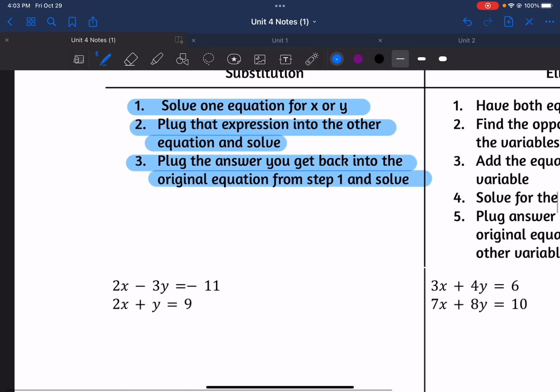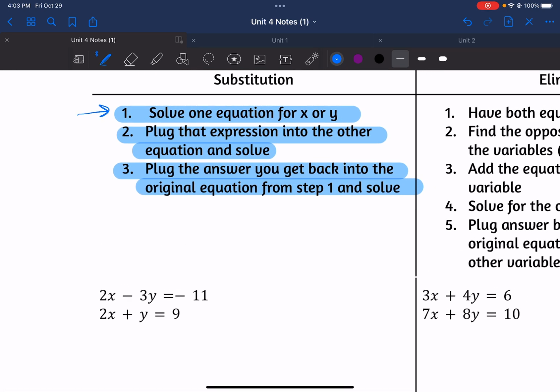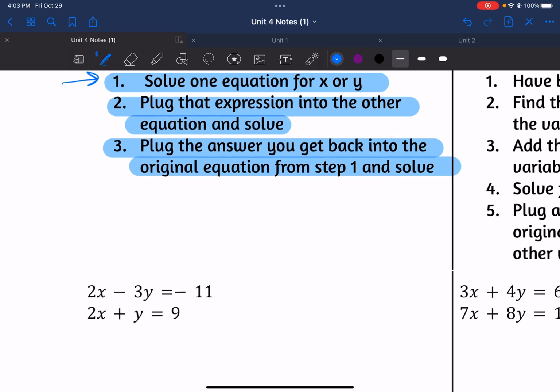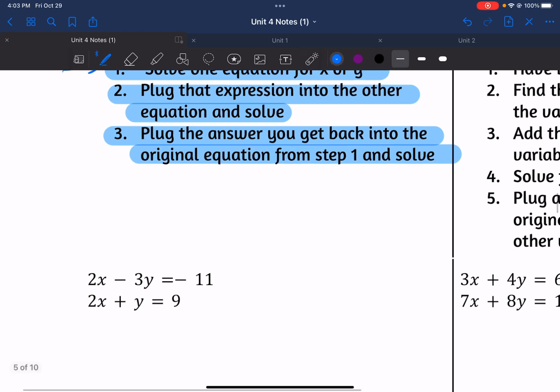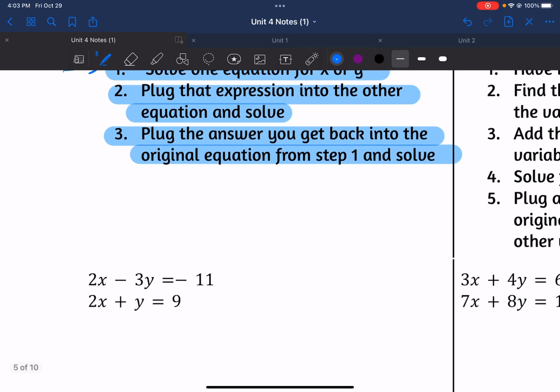Step 1 says solve one equation for x or y. Basically, I need to get one variable by itself. And I try to choose the easier ones. I think this one right here is going to be the easiest, because if I get rid of this 2x and move it to this side, I already have y by itself, and that's what I want to do. So that's my first step. I'm going to do that.